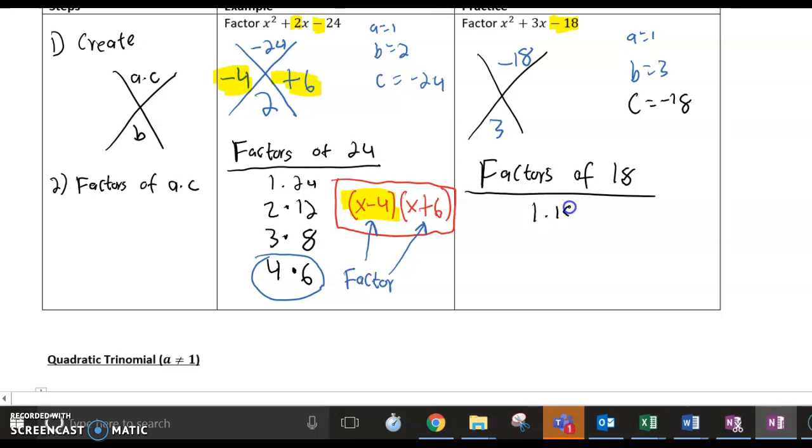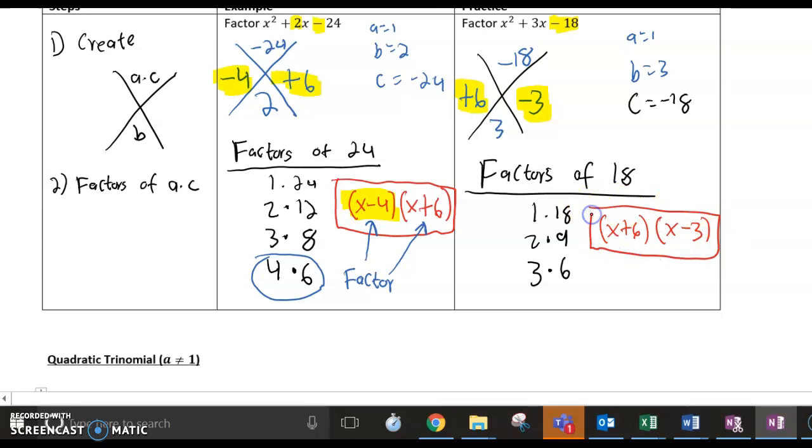We got 1 and 18. That's not going to help us get to 3. Does 2 go into 18? Yes. 2 and 9. Can't get 3 out of that. Does 3 go into 18? Yes. 3 times 6. Great. We can easily get that to be positive 3 if we take a positive 6 and a negative 3. I've got my two factors, so we got our answer. X plus 6 times x minus 3. Each of these are individually a factor.